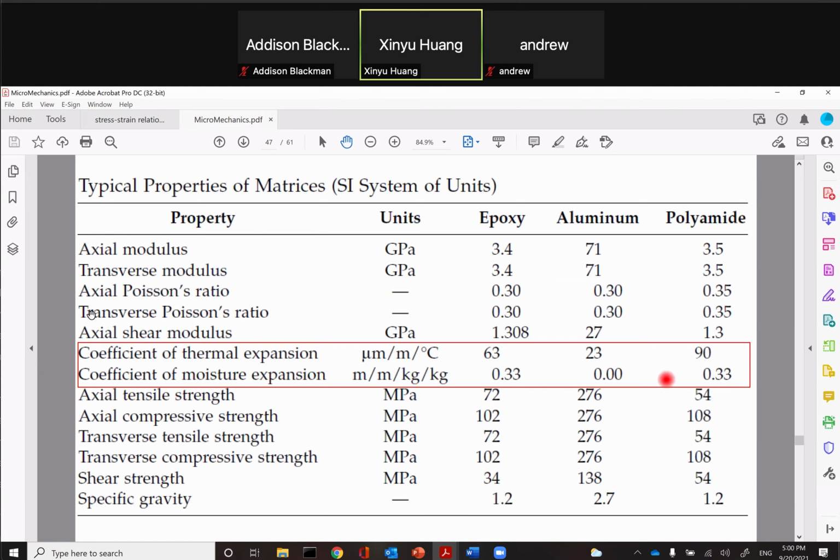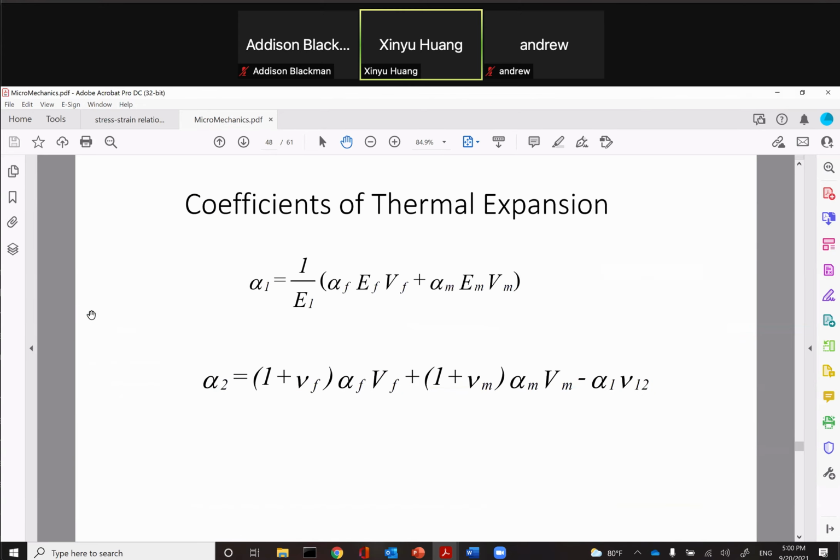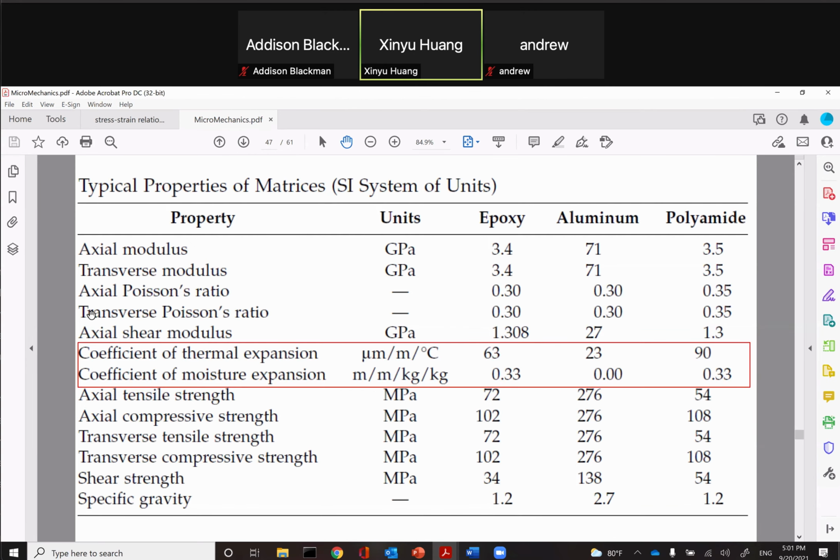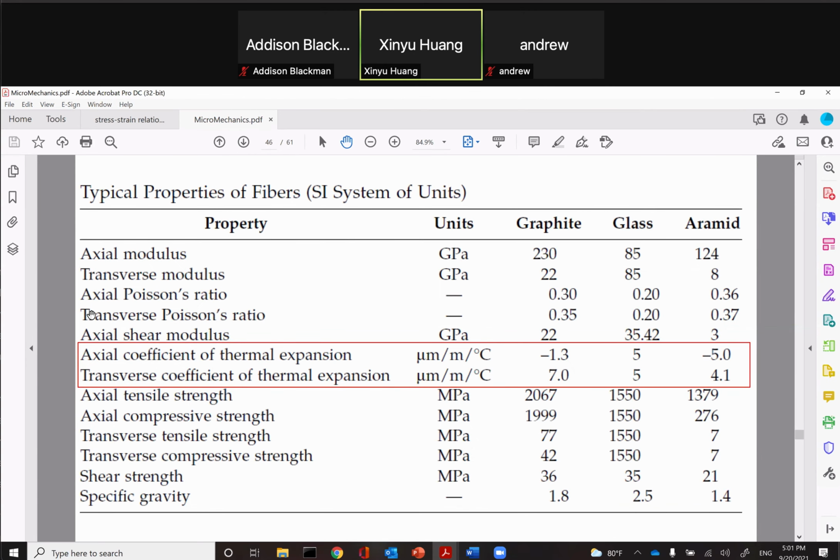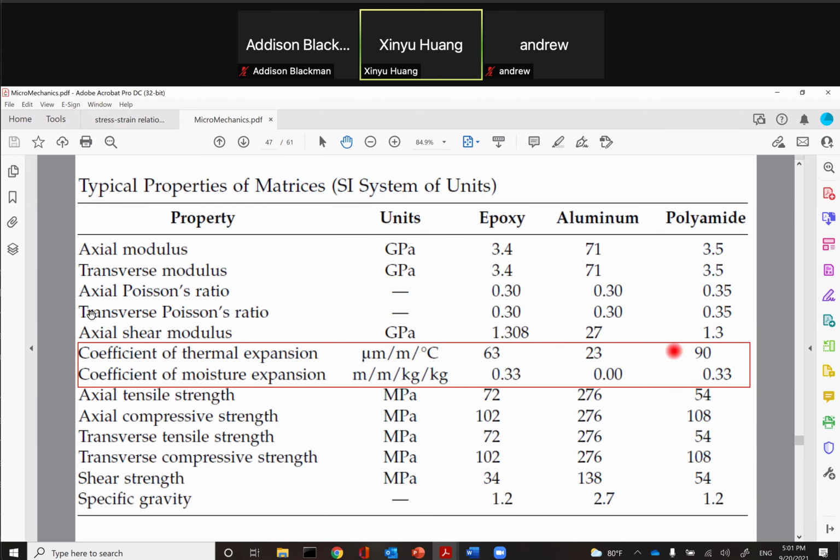And the epoxy, the polymer, expands a lot more than the fibers. The epoxy expands a whole lot more. Epoxy is isotropic, aluminum isotropic, polyimide isotropic. You see the order of magnitude difference between fibers and matrix. This is a fiber. The numbers are smaller, and this is a matrix, much higher.